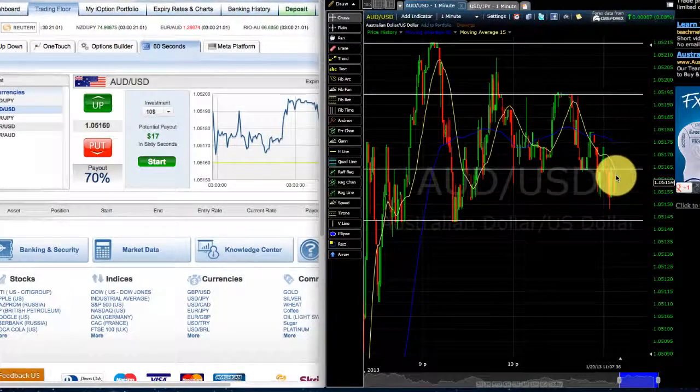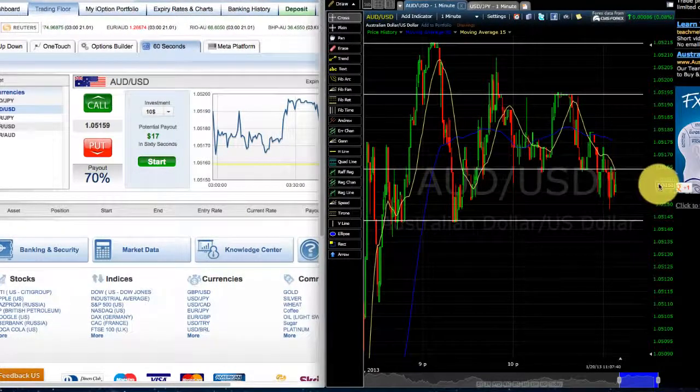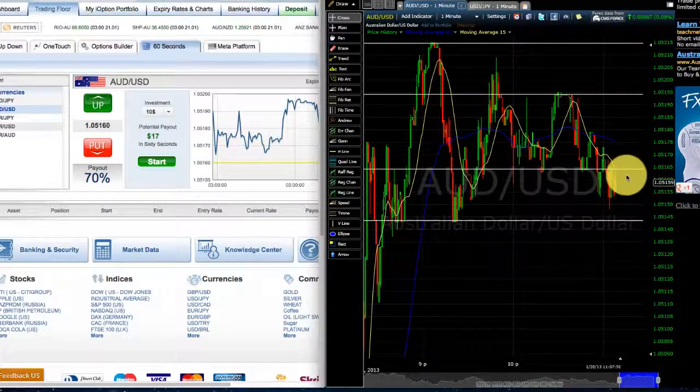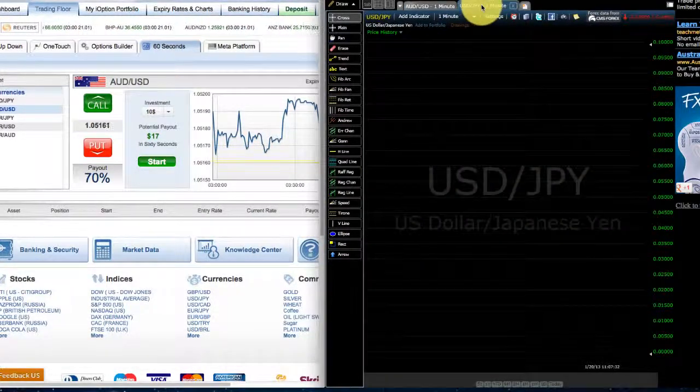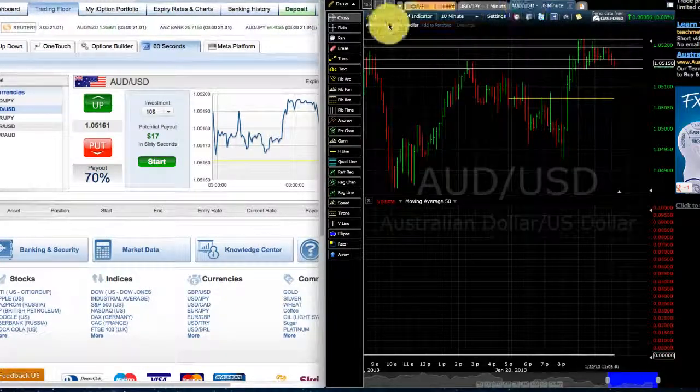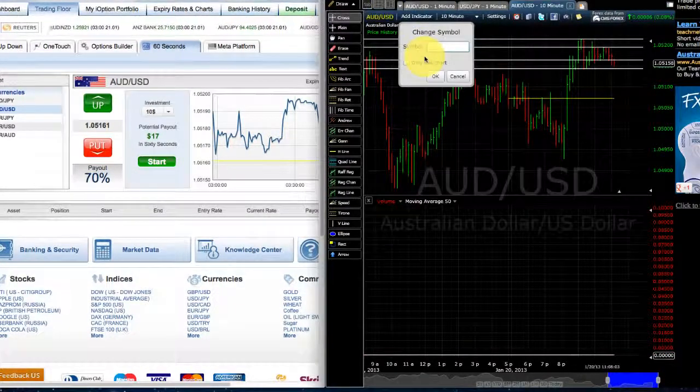Still here on the Australian USD, we see it's still pretty much staying around the price of $1.51. So it's going sideways, which we don't want to trade. And bring up another chart. Bring up the Euro USD.